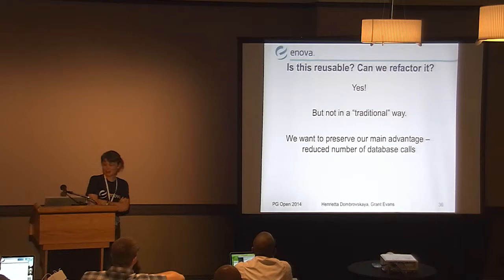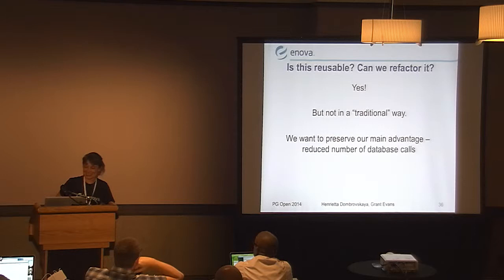Next thing, after we were done with application developers, database developers were at our back. So, what are you doing? What do you get to do with this function? In our defense, this function is only 380 lines long. It's not that big. I mean, really, come on, 380 lines. And most of that is comments for me. So how do we go about refactoring this without losing our main advantage, which is the reduction of the number of database calls?